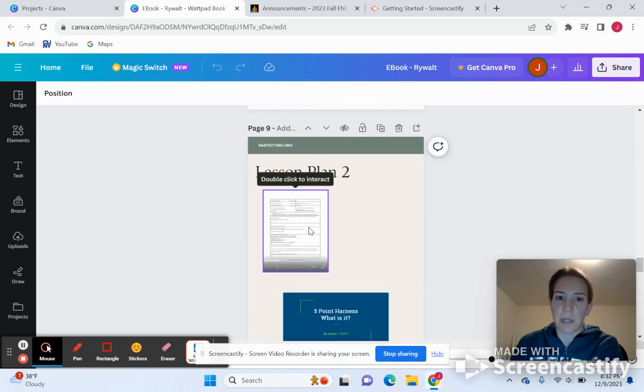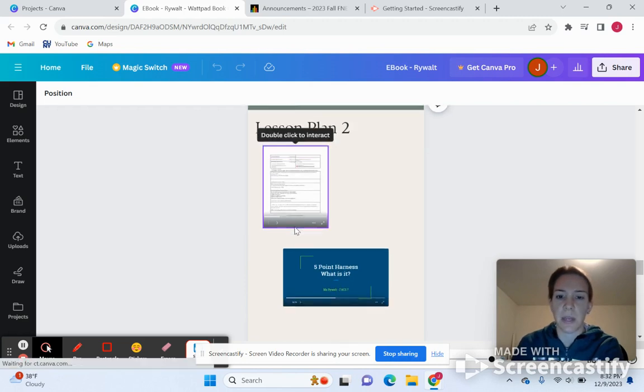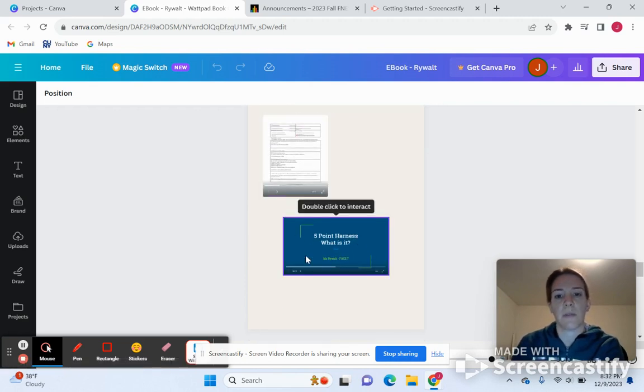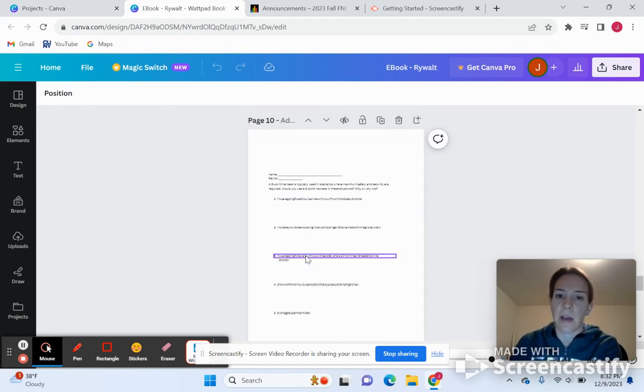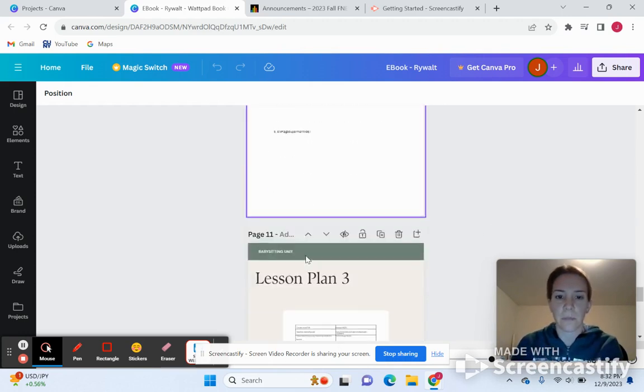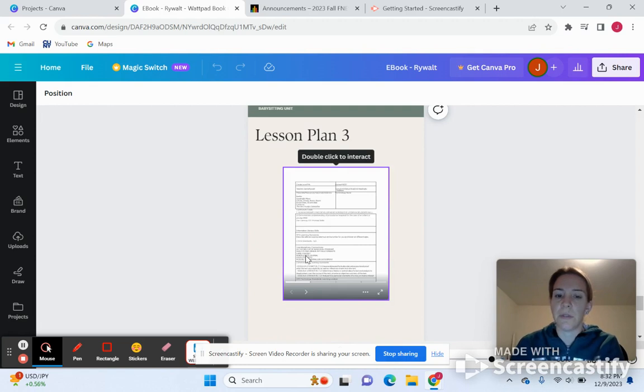Lesson plan 2 was the 5-point harness. So again, here's the full lesson plan. Here is a quick 5-point harness slideshow. And then here are some 5-point harness scenarios that the kids filled in. And then, of course, when teaching this lesson, it would be super helpful. I have an infant car seat in my classroom and a few baby dolls. And that's what I use with the kids to show them how to put the straps on, the buckle, tighten it, loosen it. And then lesson plan 3, this one was really fun.